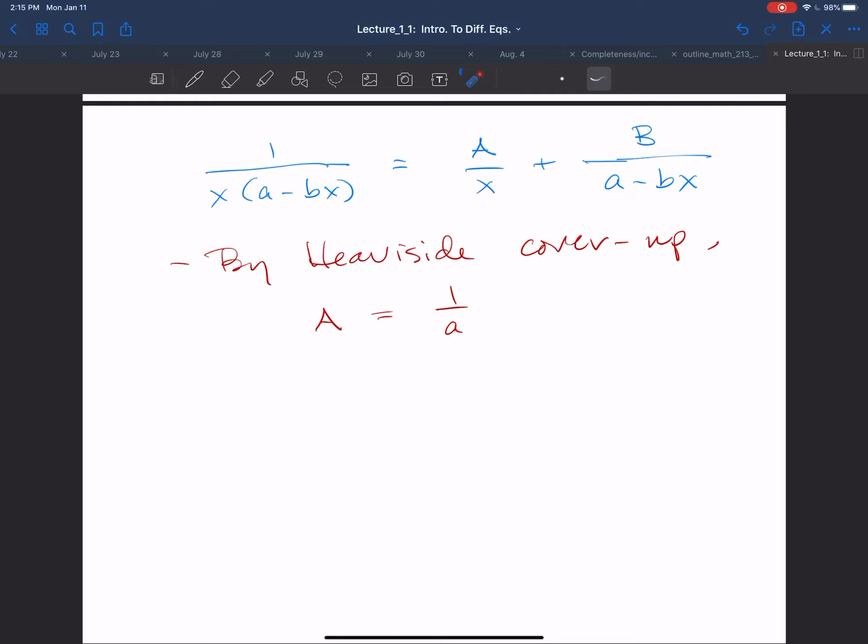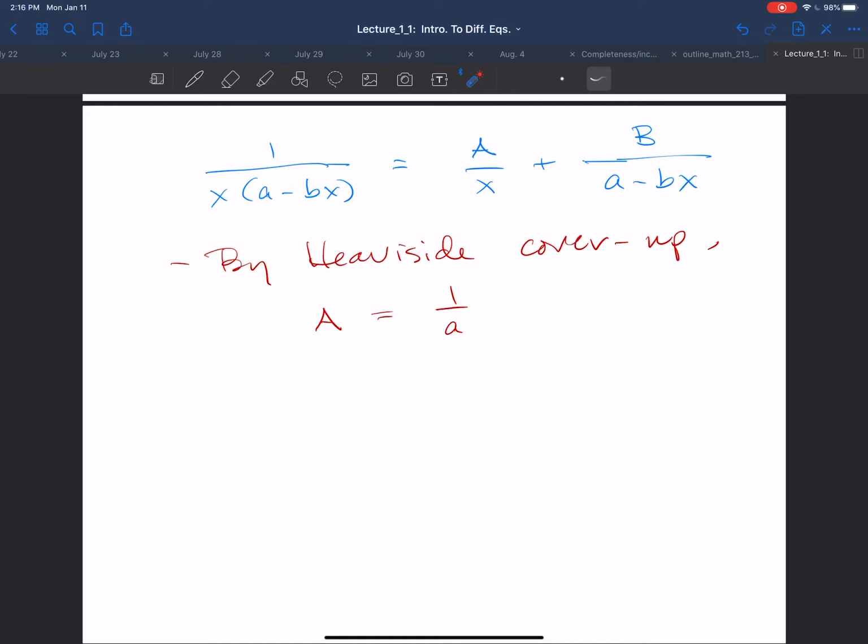That will mean that this term will disappear because it'll be multiplied by a minus bx, which is going to vanish. And what will we be left with? Well, when we multiply this left-hand side by a minus bx, that's what we get by covering up this term. And then again, we're going to set x equal to a over b. So this is just going to give us b over a.